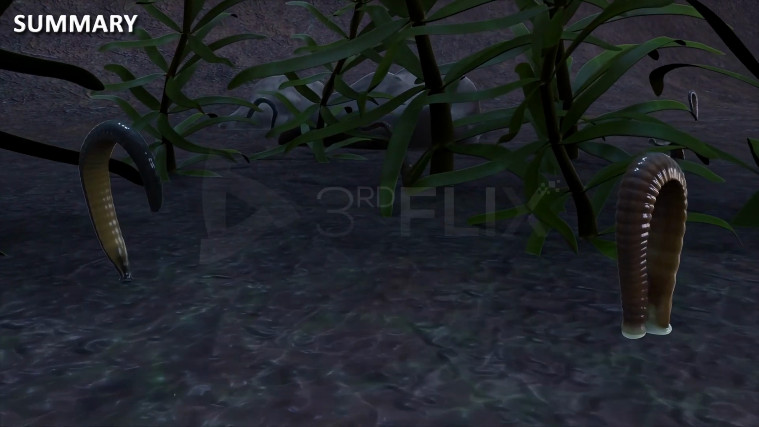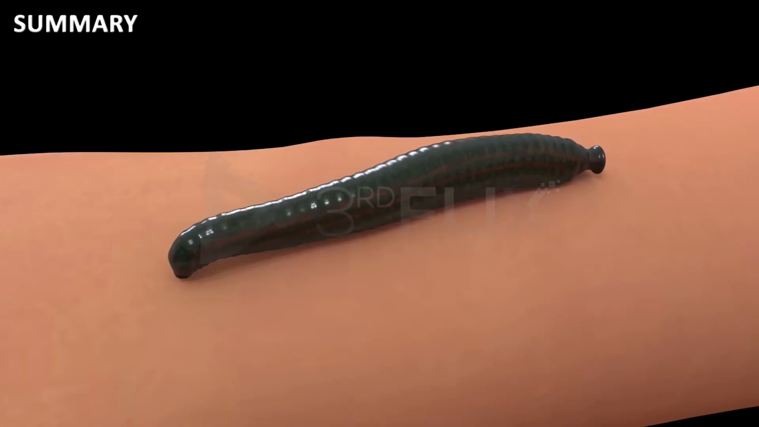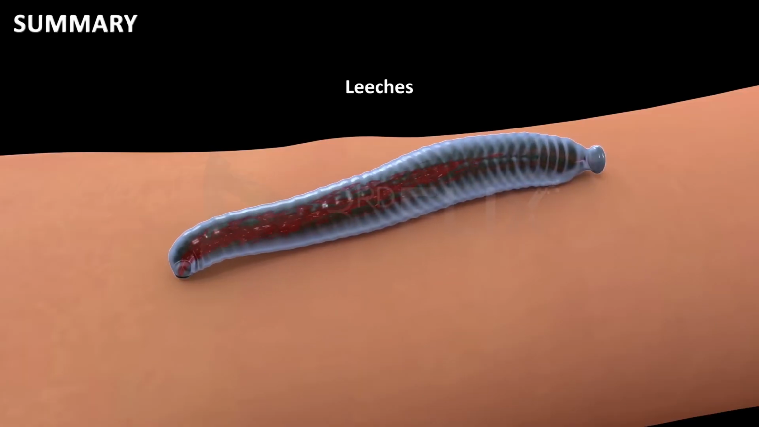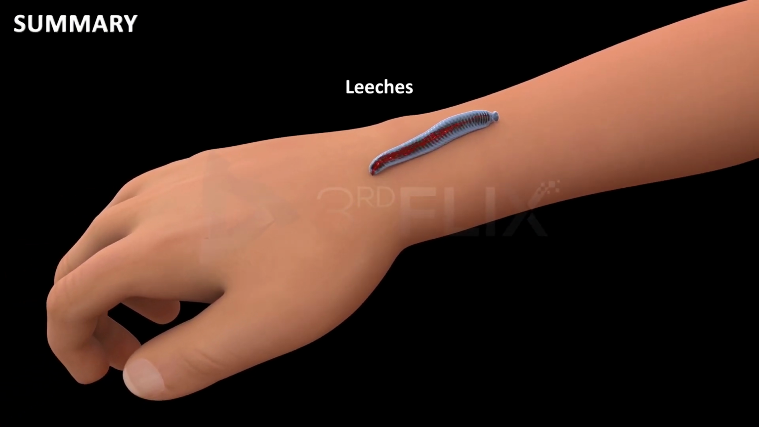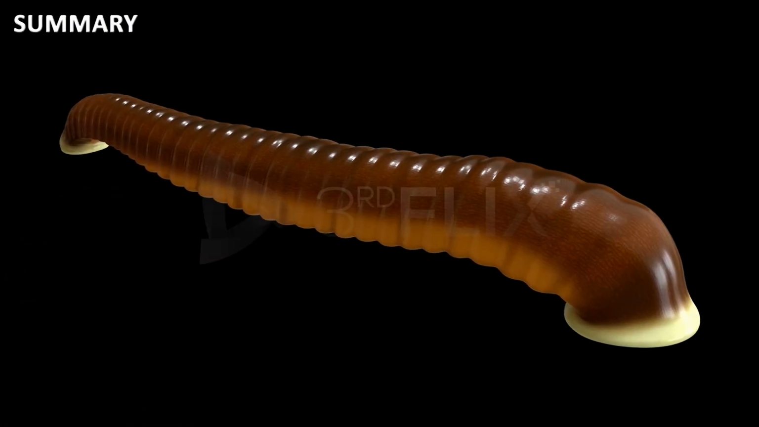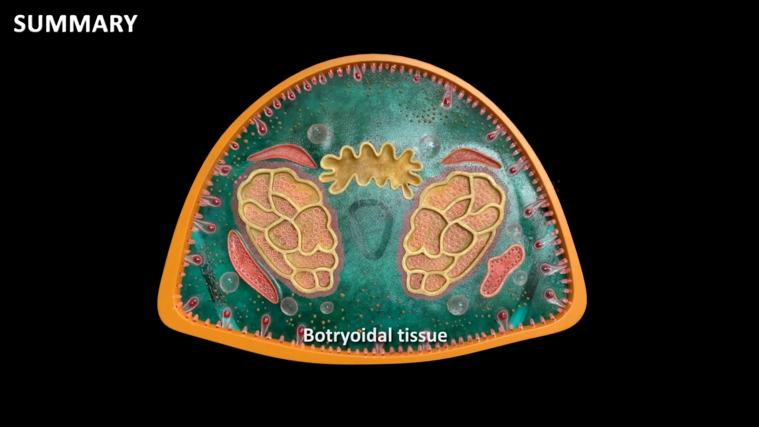Class 3 Hirudinea. This class includes leeches. They are ectoparasitic, sanguivorous, which means blood-sucking forms, and the coelom is obliterated by the botryoidal tissue.